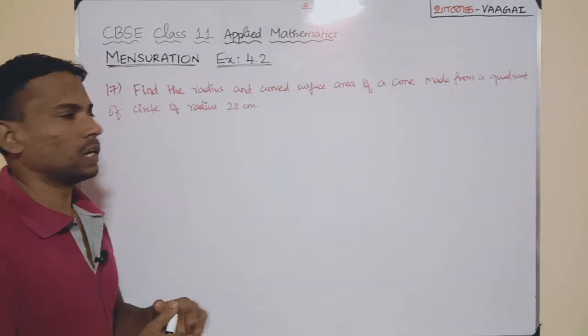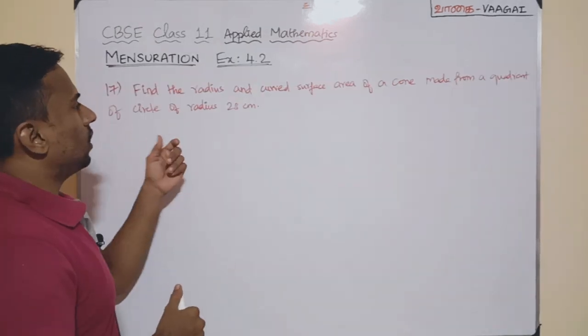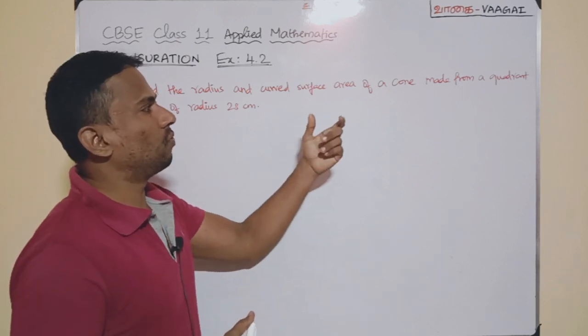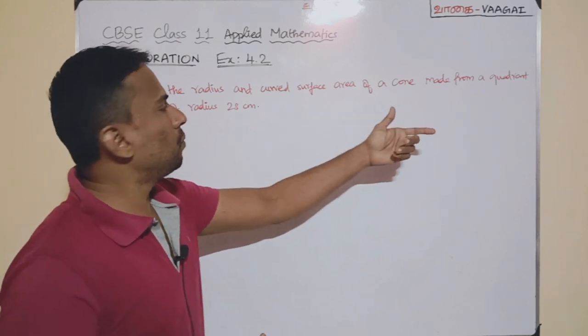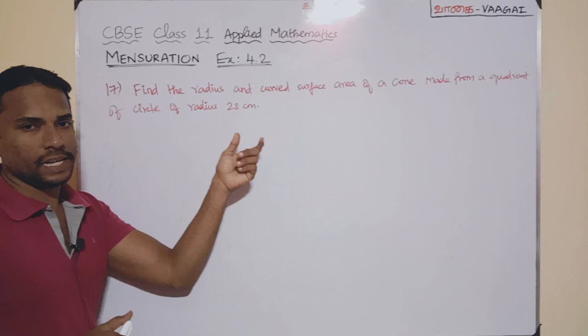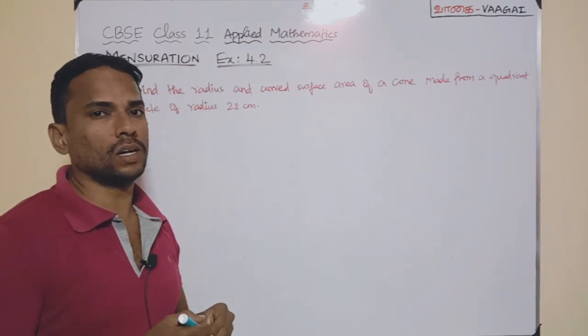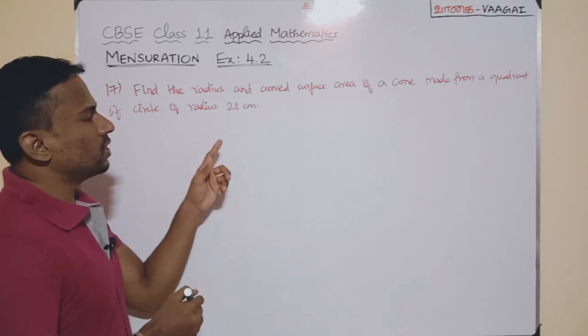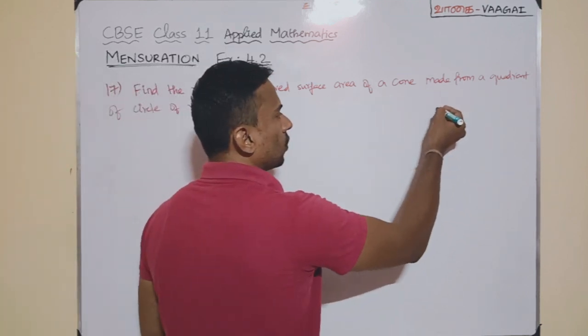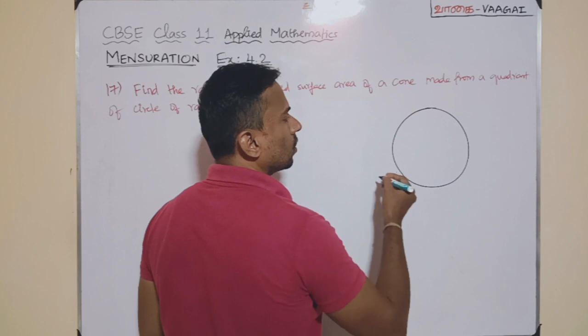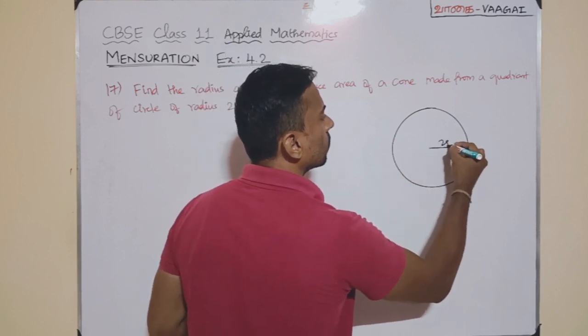We move on to question number 17. Find the radius and curved surface area of a cone which is made from a quadrant of a circle whose radius is 28 centimeter. So now there is a circle of radius 28 centimeter. Let me quickly draw it. So this is going to be the full circle. The radius is 28 centimeter.